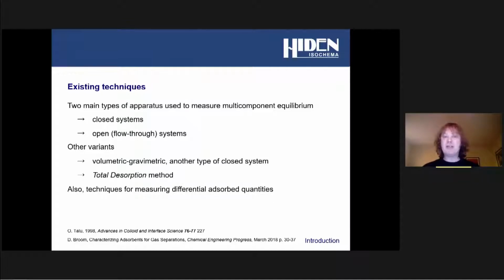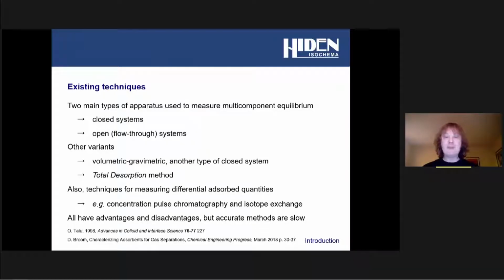Those methods measure total amounts adsorbed, but there are also techniques where you can just measure differential adsorbed quantities, so delta N rather than the actual N. Examples include concentration pulse chromatography and also isotope exchange. Now, these various methods have both advantages and disadvantages, but the most accurate methods, which tend to be closed systems or the total desorption methods, are very slow.